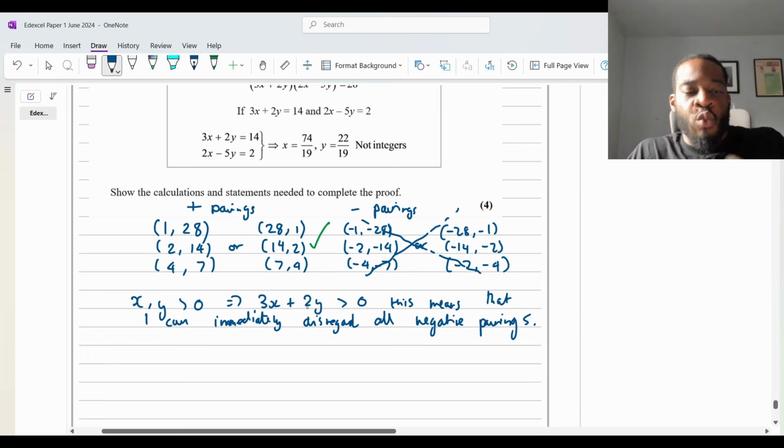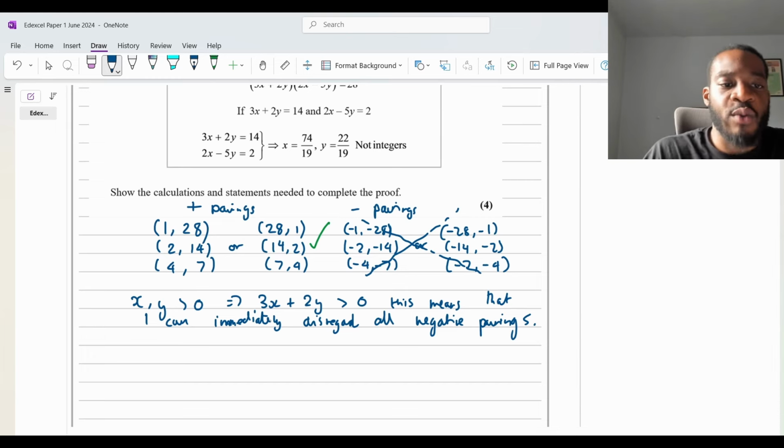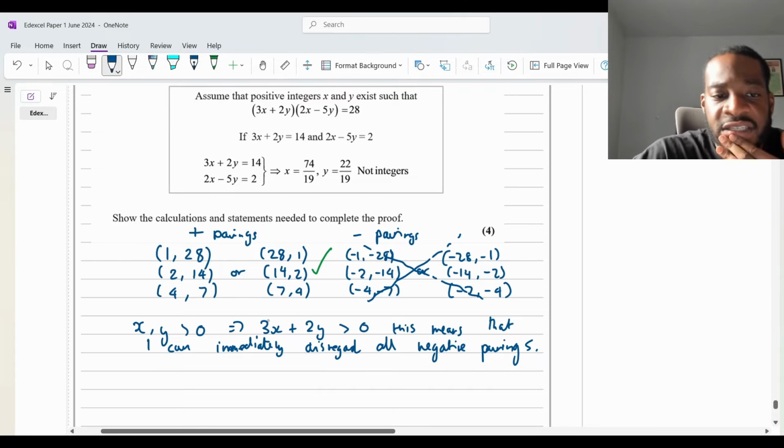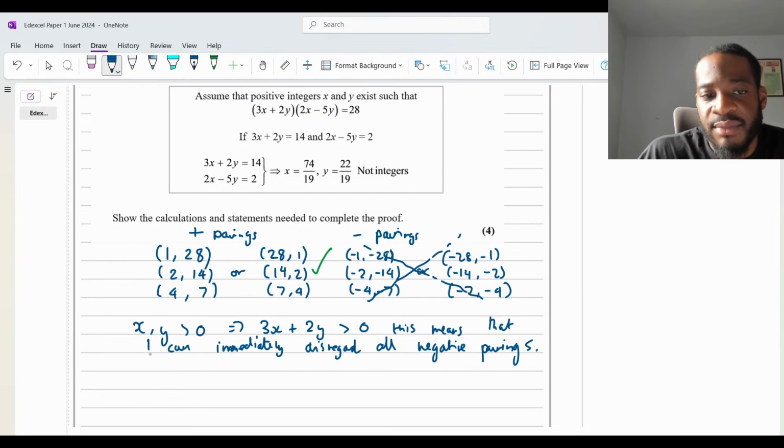So when I look at these, well, let's inspect this again. We've got 3x plus 2y. We know that x and y are positive integers. What's the minimum of x? What's the minimum of 3x plus 2y? What's the minimum that expression can be? Well, what we can say is that x and y at its minimum has to be 1, right?